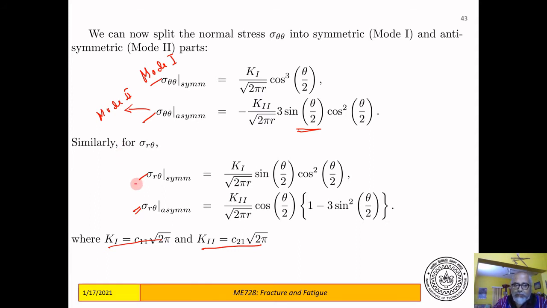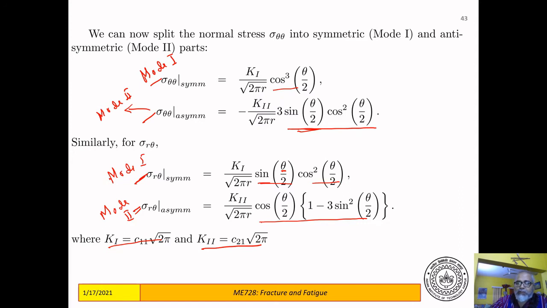Similarly, sigma r theta for the symmetric case is 0 on the symmetry line because of the sine term, which is again understandable. Remember, sigma r theta is antisymmetric in the mode 1 case, and therefore it has to be 0 on the symmetry line. So this is the mode 1 case, whereas for the antisymmetric case or the mode 2 case, it is maximum at the symmetry line. Also, what you can see is this contains cos, therefore it's a symmetric function. This contains sine times cos, so it's actually an antisymmetric function. This is a symmetric function, but this again is an antisymmetric function, as we would have expected.